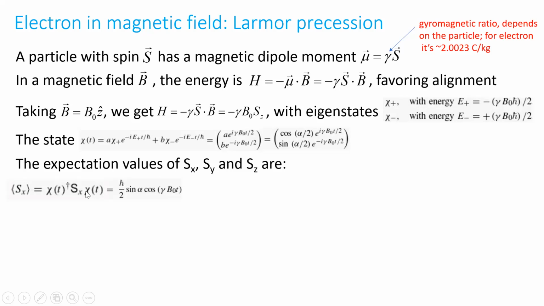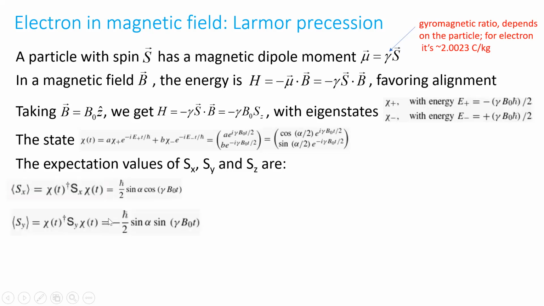back again. And so if you multiply the Sx matrix, which we looked at before, by this row vector and then this column vector, and simplify, we get this here, h bar over 2 sine of alpha. So you can see we get alpha instead of alpha over 2, which is why we picked alpha over 2 here, times cosine of gamma B0 t.